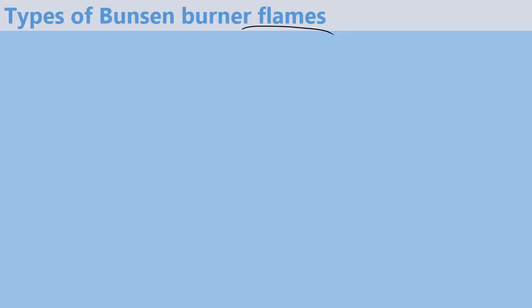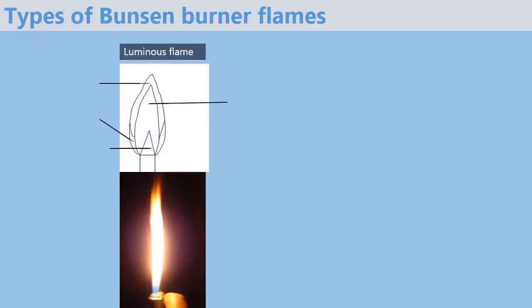Now, when you light up a bunsen burner in the laboratory, you're going to get a possibility of two flames. The first type of flame is known as the luminous flame. This type of flame is usually formed when the air hole of the bunsen burner is completely closed.